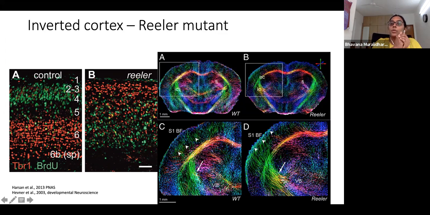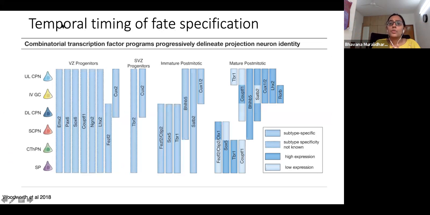So not just identity, this is the emerging function, and this is why neural development is very, very important, because whatever gets specified also gets connected. If you specify it wrongly, or misspecify it, you end up having wrong connections, and that is perhaps the basis for several of these neurodevelopmental disorders, right? So coming to the question of the temporal timing of fate specification.